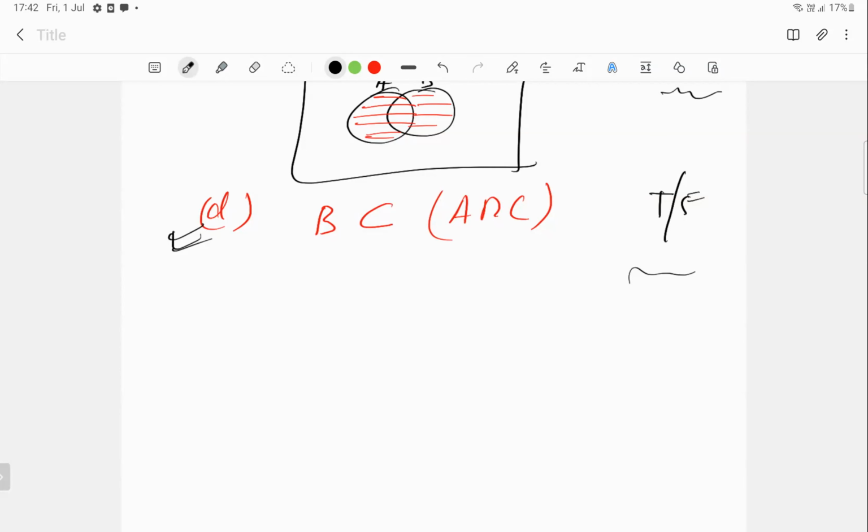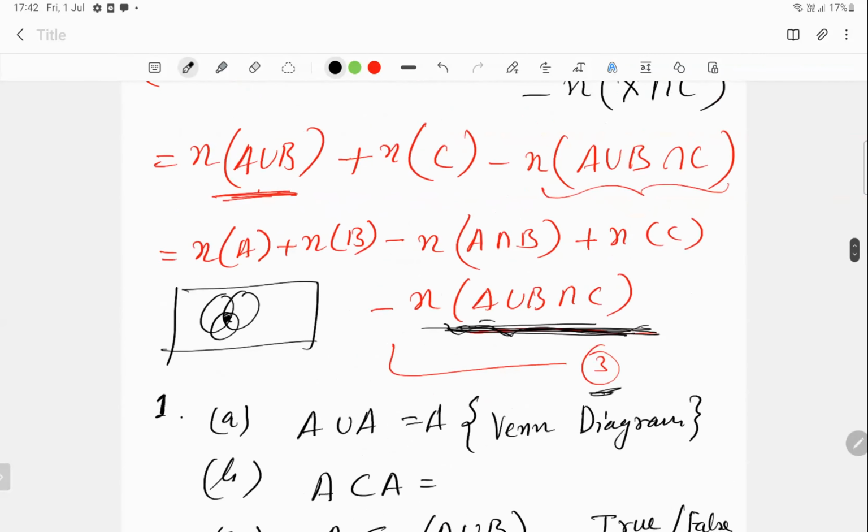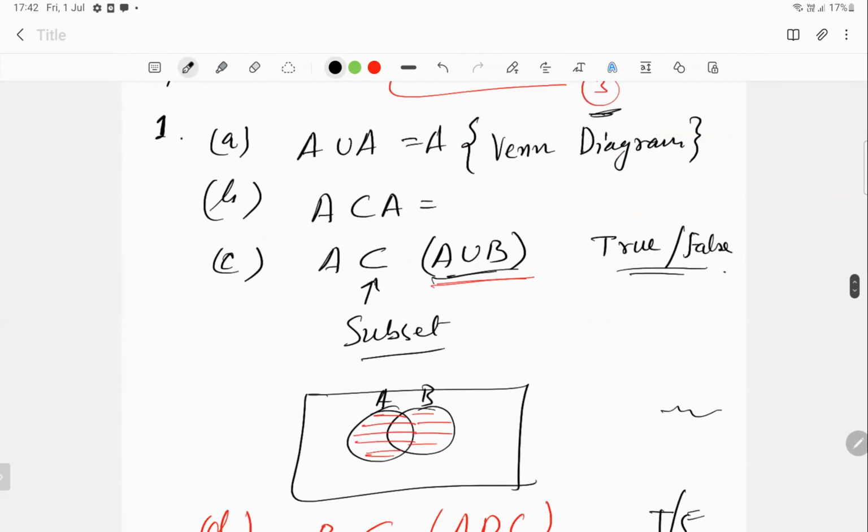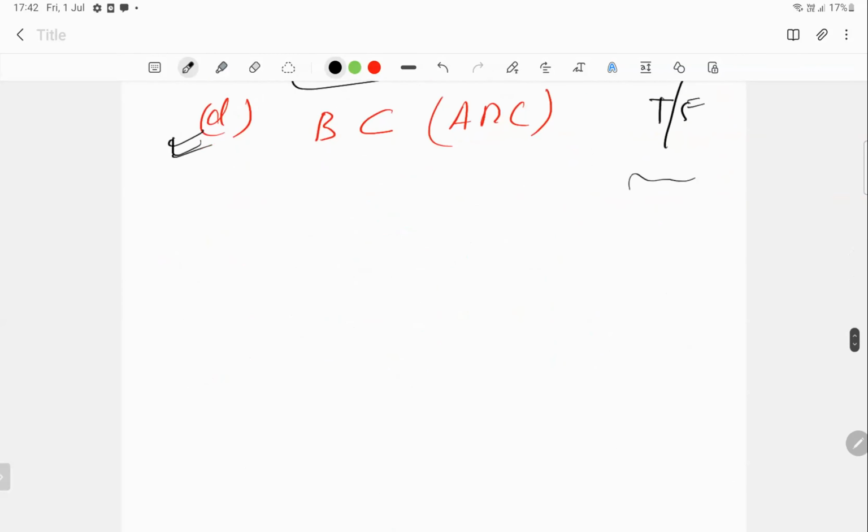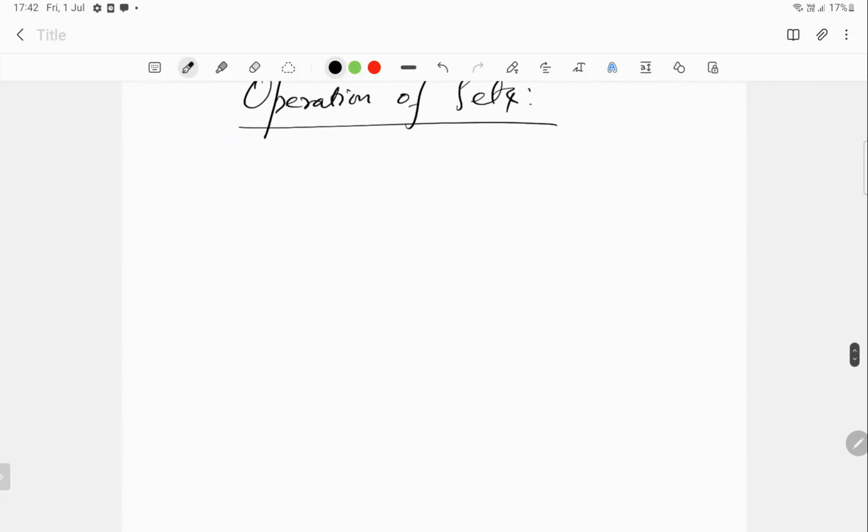Okay, let's write down operations of sets. We need to solve this, so before that, we'll study these things also. Operations of sets. So let's write some of the laws. Set laws.